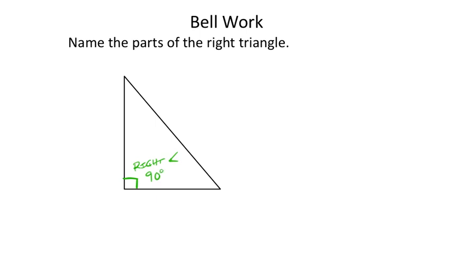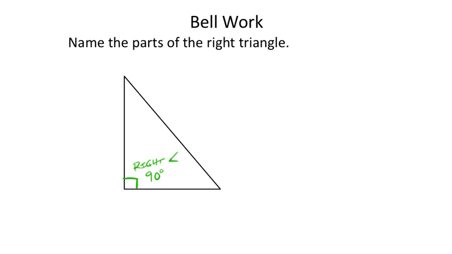So if you see a box like this one, you should know that you are looking at some kind of right angle there, which is important because that's what makes it a right triangle. Any triangle that has one right angle, a 90-degree angle, is considered a right triangle. And then you have two other parts to this.